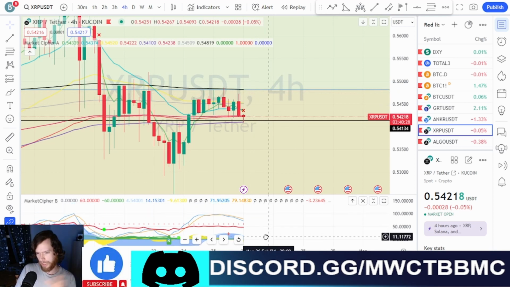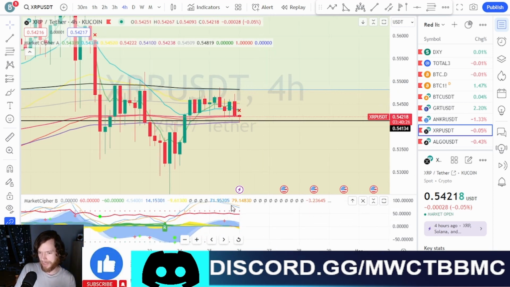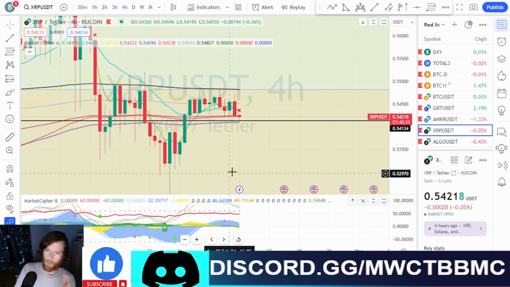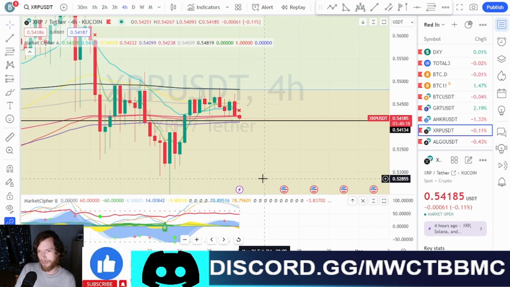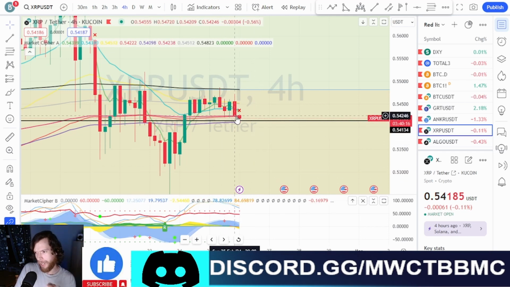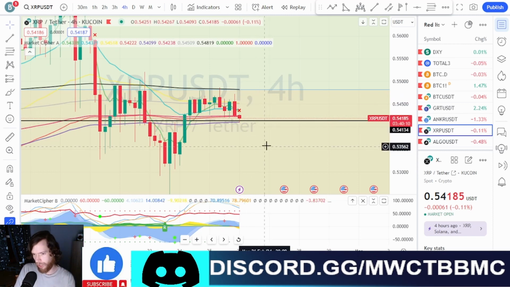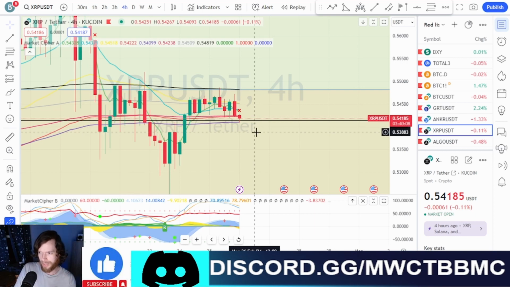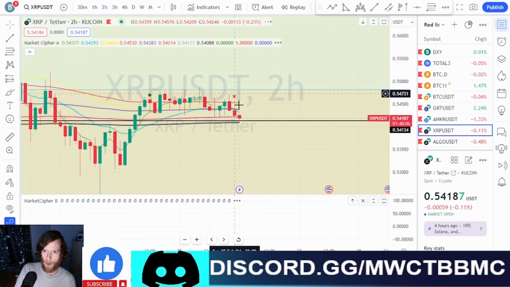Stochastic is coming down, RSI is weakening, momentum's rounding, money flow is coming down, VWAP is breaking into the bearish territory. So we do look like we gained some bearish strength, but again, I would watch the next couple candles. If it's a strong red candle and we break support, then we could see further losses. However, if it's a strong green candle, we're likely going to push up.